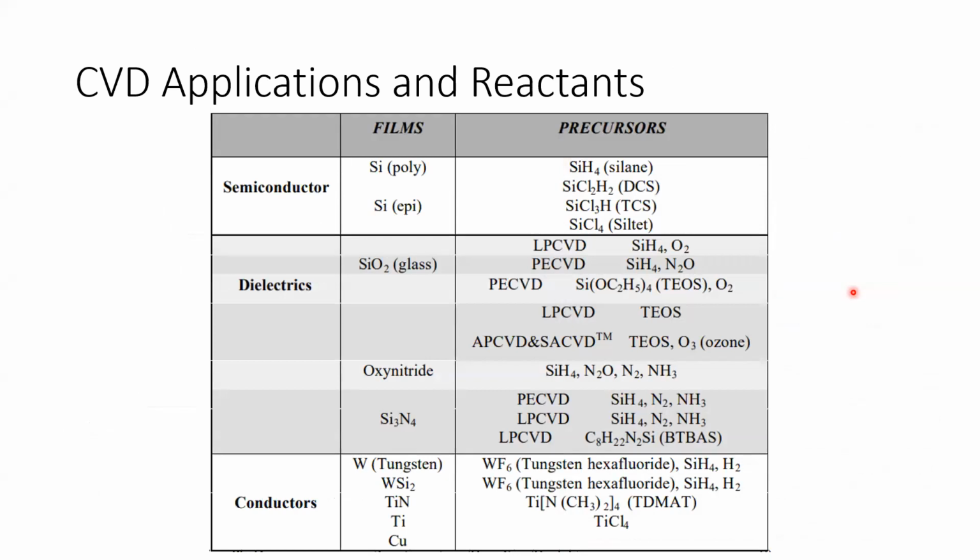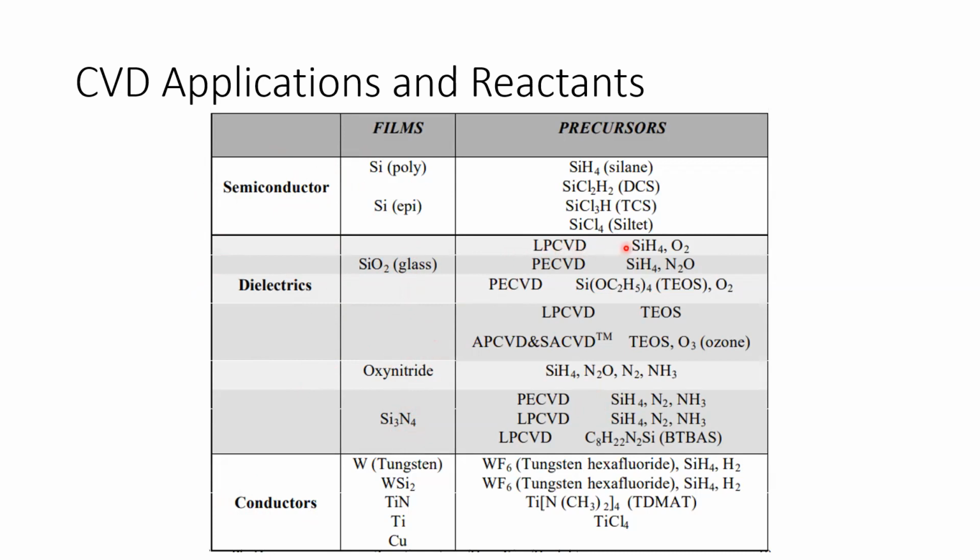This table lists the main applications in IC fabrication of CVD processes and the associated precursors. Mainly we deposit dielectrics, semiconductors, polysilicon and epi silicon, and then metals. For dielectrics, we have silicon dioxide, oxynitride and nitride as passivation layer or insulating layer.